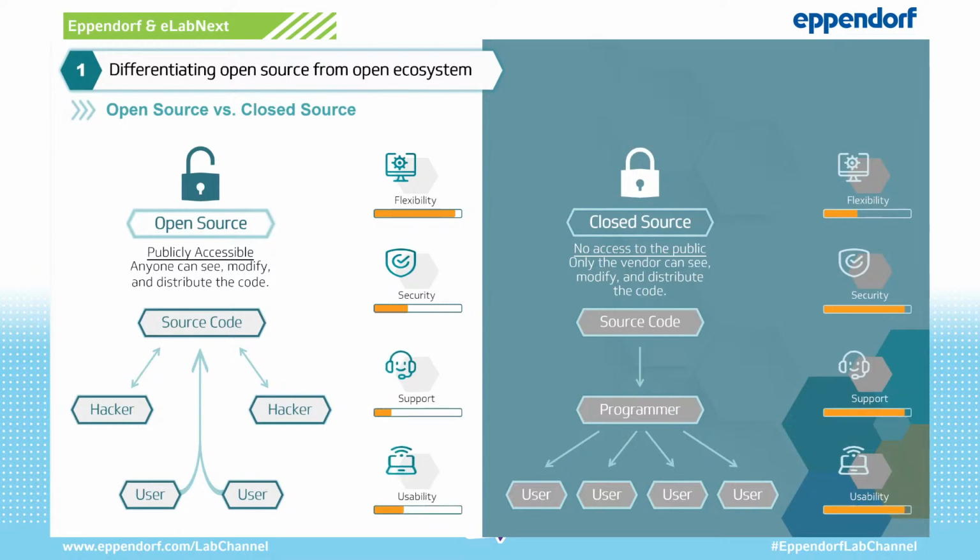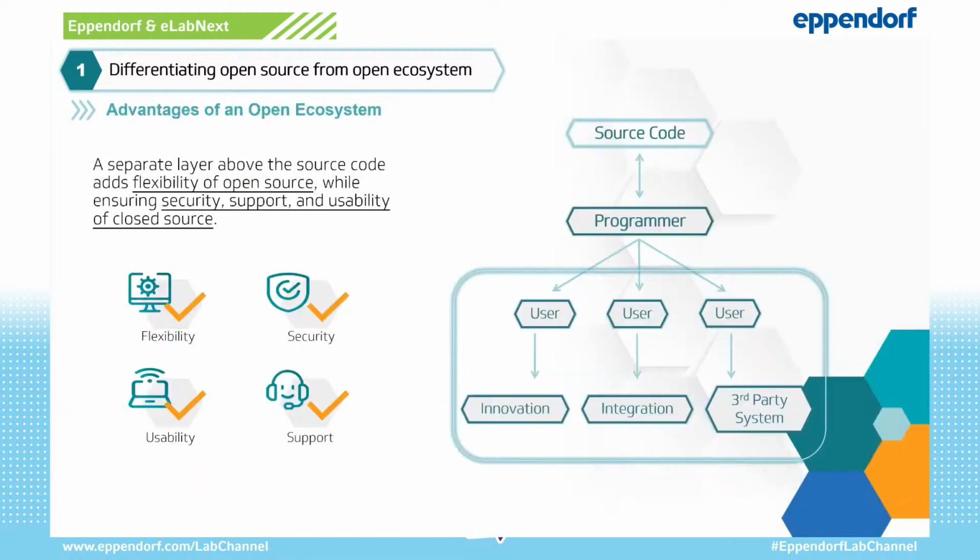So now, why is this important, and what does an open ecosystem mean? At eLabNext, we have an open ecosystem, which means that we keep our closed source foundation, but we add an extra layer on top, which allows users to include third-party integrations, develop their own add-ons, or combine different items into their software to customize it to their workflow and necessities.